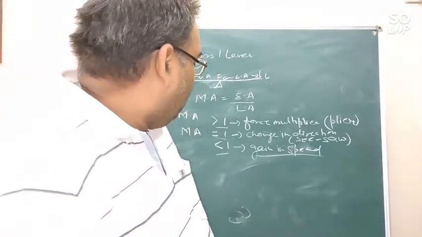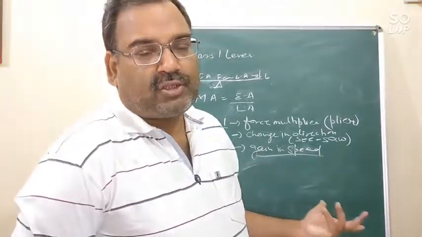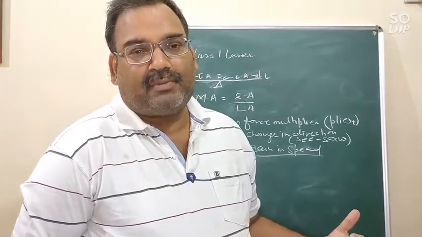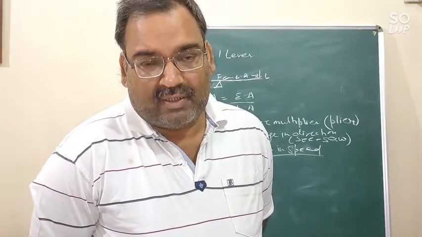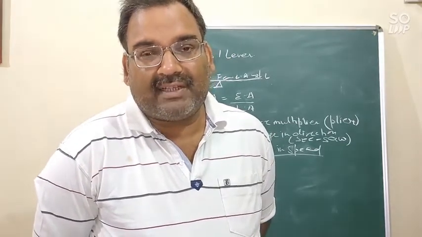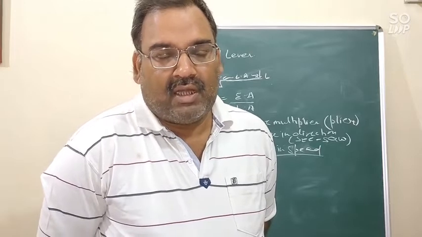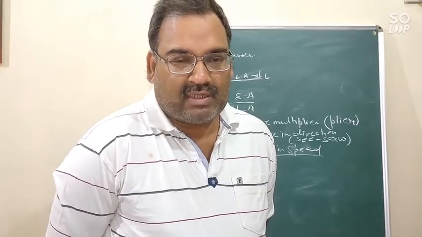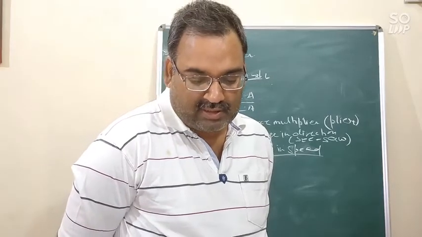So, when M is less than 1, that is gain in speed. What about velocity ratio? In this case, displacement of load is greater than the displacement of effort. That is, the blades are moving to a greater displacement than the effort where we are holding the scissors. As a result, velocity ratio is also less than 1. So, mechanical advantage is less than 1, velocity ratio is less than 1.